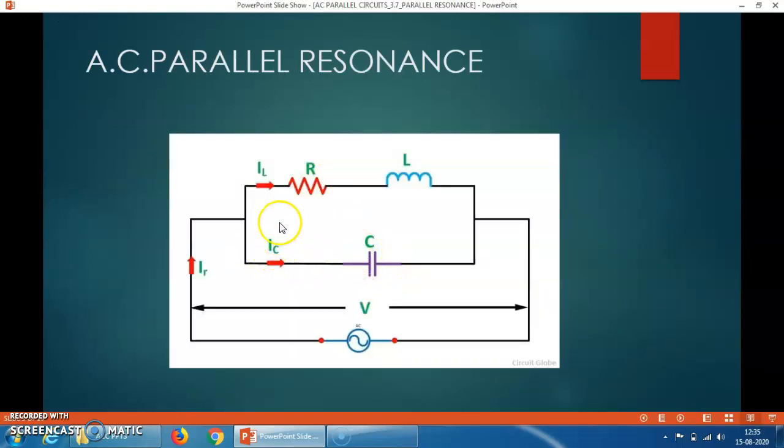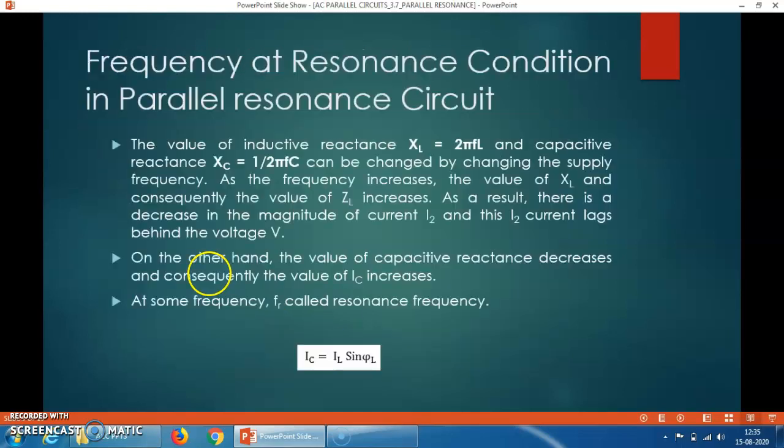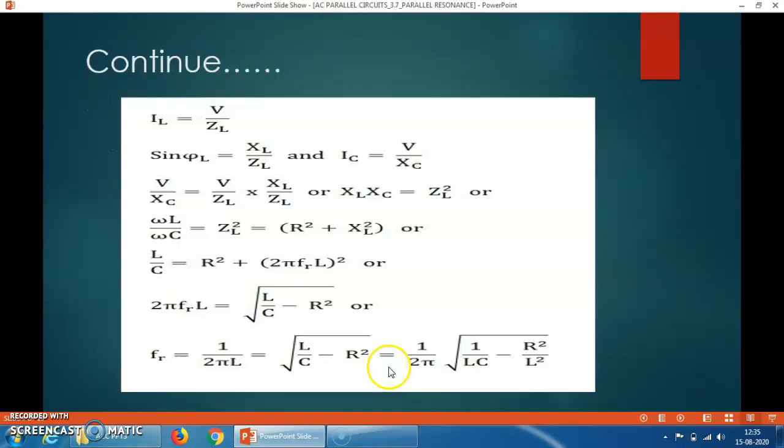So IC is equal to V upon XC. What is the IL? IL is the current flowing through the coil. So it is V upon ZL, where ZL is equal to root of R square plus XL square. So only substitute the value. Substituting the values: IC is V upon XC, IL is V upon ZL, and sin phi L, from the impedance triangle, is equal to XL upon ZL.